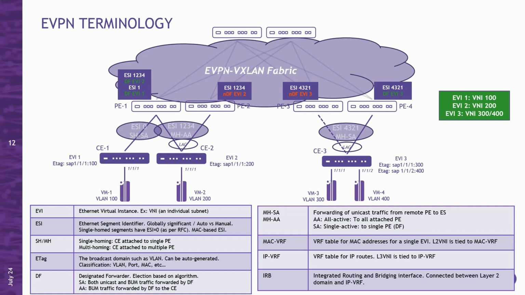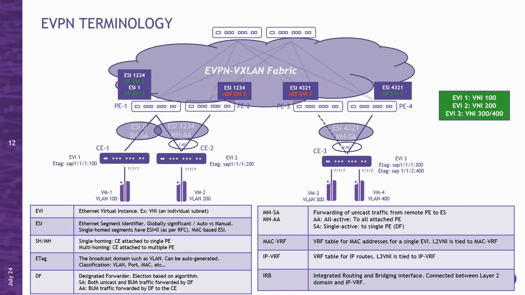The first one is EVI, or Ethernet Virtual Instance. This is represented as the VNI in EVPN VXLAN, which is a broadcast domain or a VPN. The next one is ESI, or Ethernet Segment Identifier. This is a mandatory, globally significant 10-byte encoded value which identifies the Ethernet segment. It's usually equal to 0 when the CE is single-homed, and non-zero when multi-homing, but this is based on the RFC. As you will see later, the ALE implementation for ESI for a single-homed connection is a non-zero value. The ESI is MAC-based and can be auto-generated for both single and multi-homed LACP hosts.